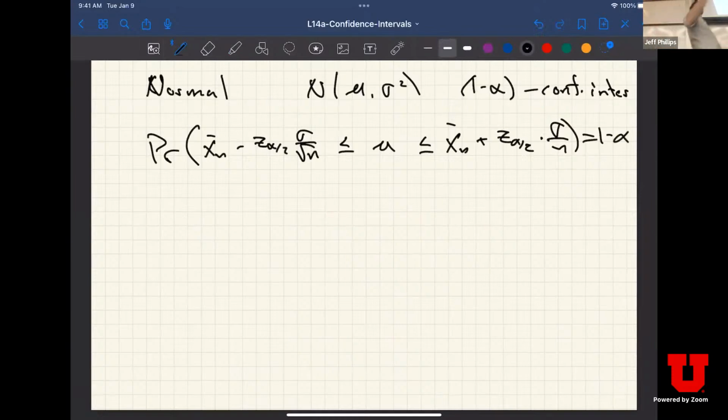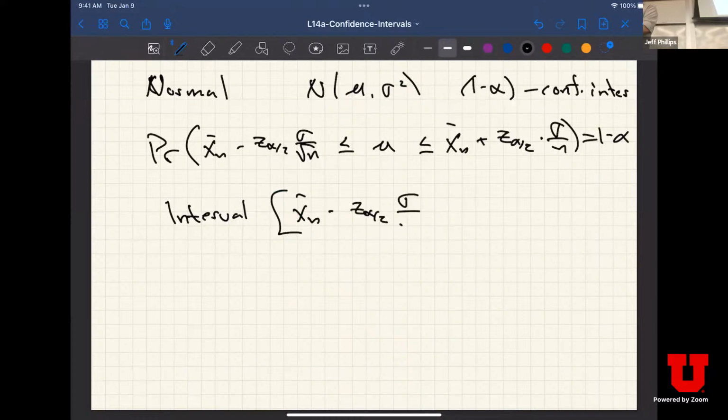Right, so I'm given a choice of alpha, say 5%, 0.05. And what happens with the confidence interval as n gets larger? Is it increasing or is it decreasing? Yeah, it's decreasing. So as you get more data, your interval with 95% confidence is getting smaller, right? So the interval is xn bar minus z alpha over 2 sigma over square root n, to xn bar plus z alpha over 2 sigma over square root n.